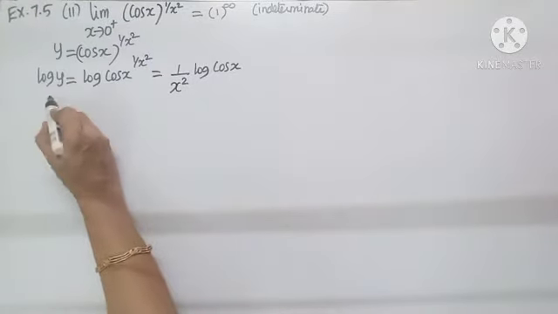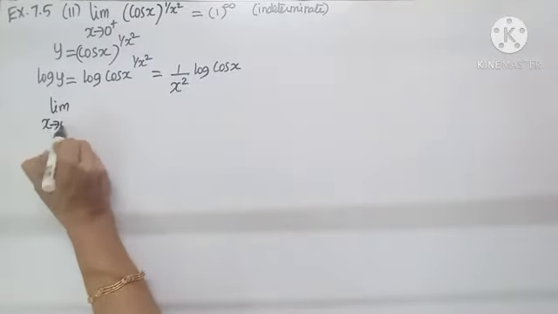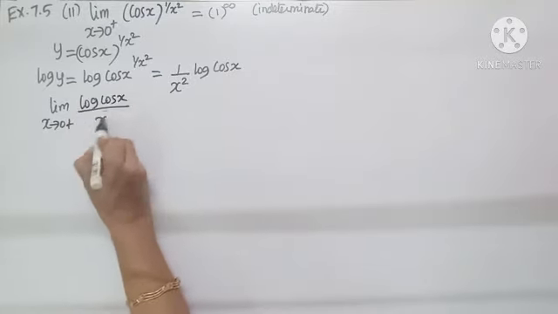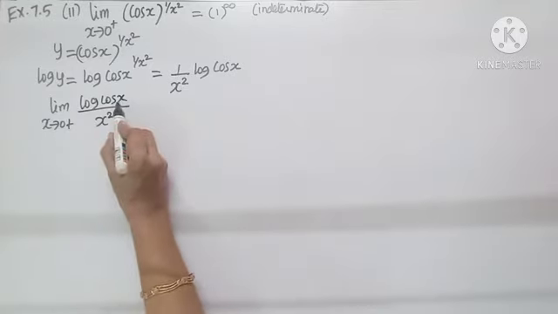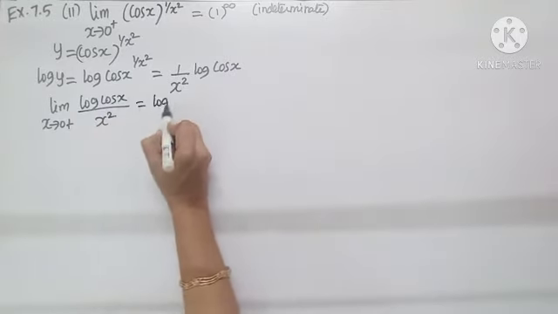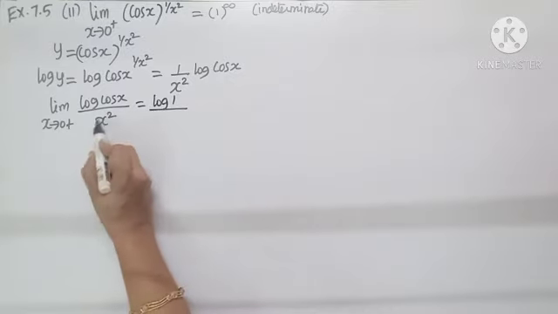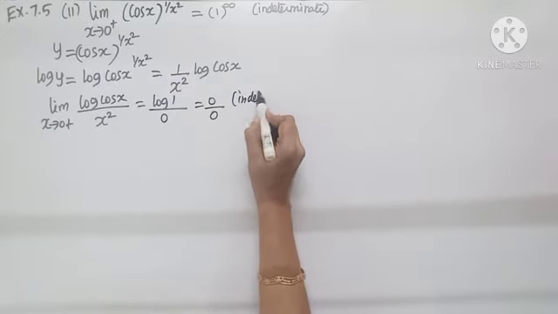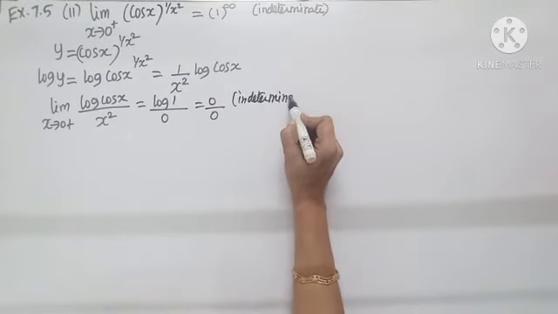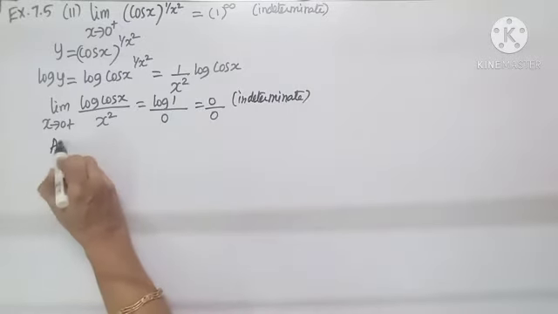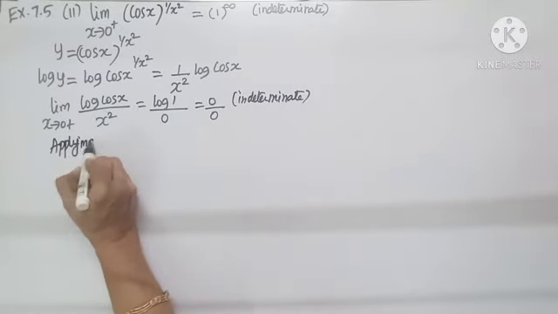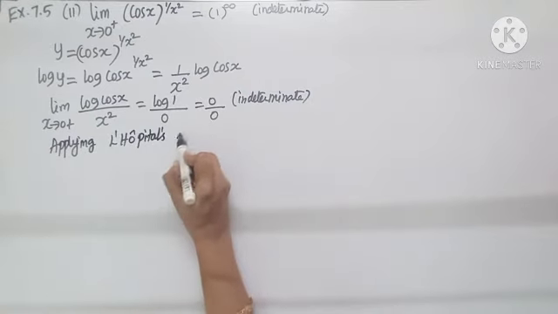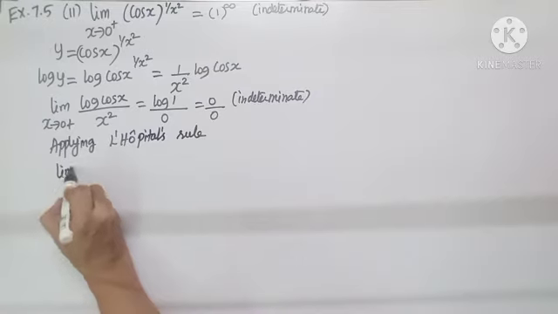The question is, limit x tends to 0 plus log cos x by x squared. As I put 0, cos 0 is 1, I get log 1 by 0, that is 0 by 0, which is again indeterminate form. So we are applying L'Hopital's rule. As we apply L'Hopital's rule, let us differentiate numerator separately and denominator separately.